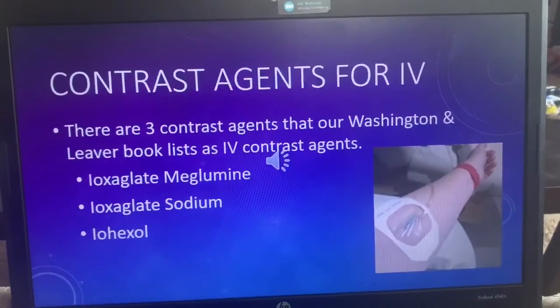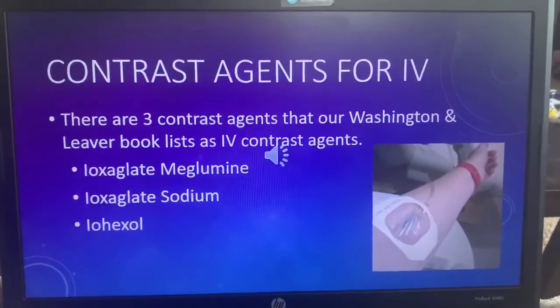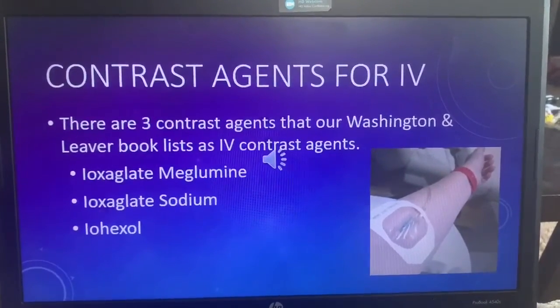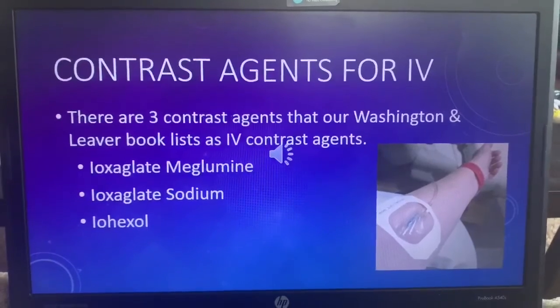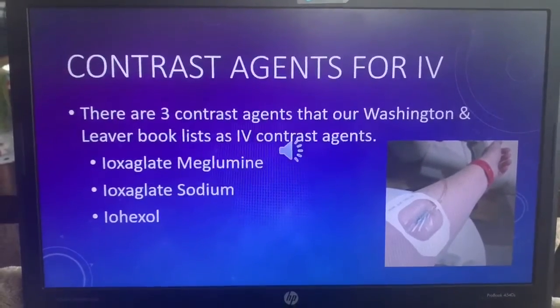Contrast agents for IV. There are 3 contrast agents that our Washington and Lever book lists as IV contrast agents. They are iothalamate meglumine, iothalamate sodium, and ioxilan.